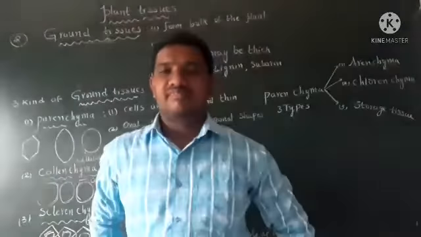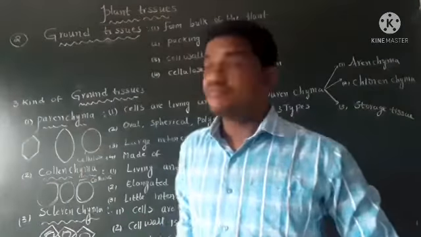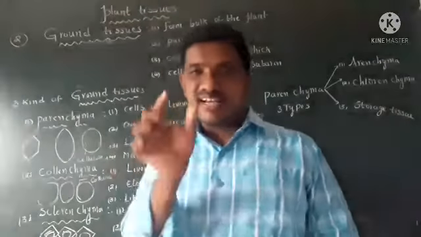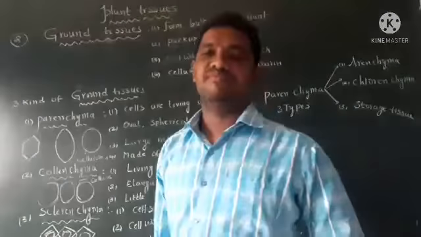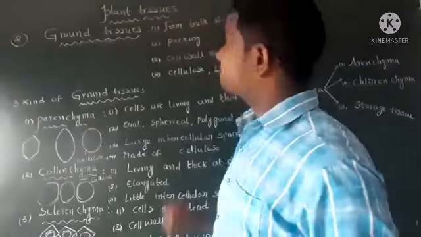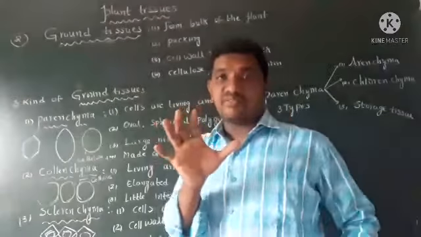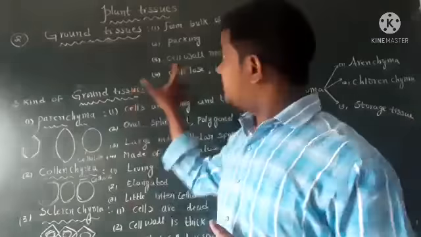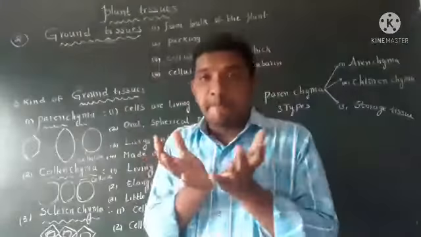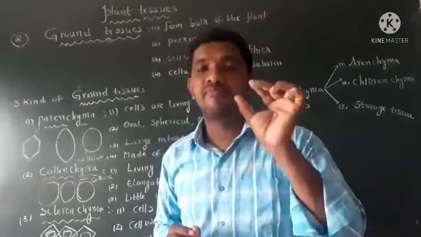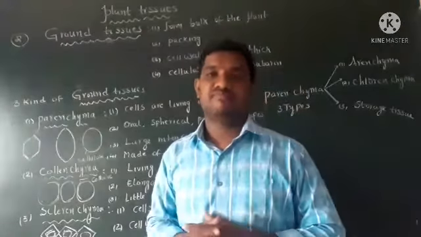Hi children, the next small concept is ground tissues. This is the second kind of plant tissue. What is ground tissue? See here, this tissue forms the bulk of the plant body and it helps in packaging of tissues. That is called ground tissue.